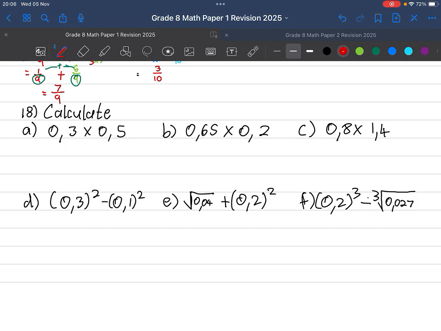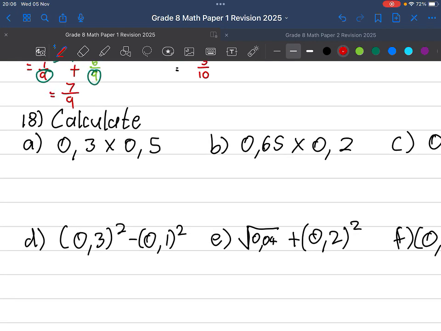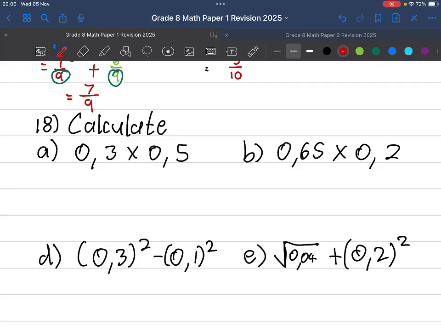Right. We're now working with these questions here. 0,3 times 0,5. We need to first learn how to convert this into a fraction. This is called a decimal. We will convert it into a fraction. So we do that by checking how many numbers we have after our comma. In this case, we have 1. Here we have 2. Here we have 1 again. Here we have 2 numbers.